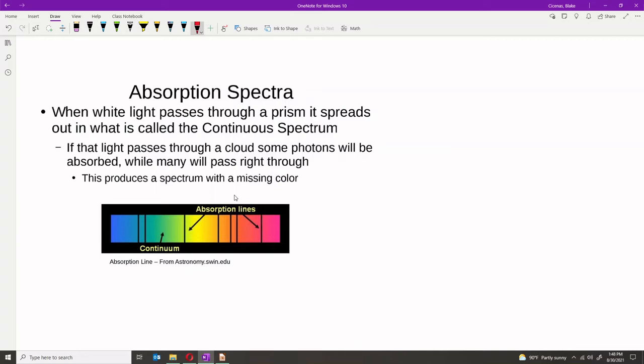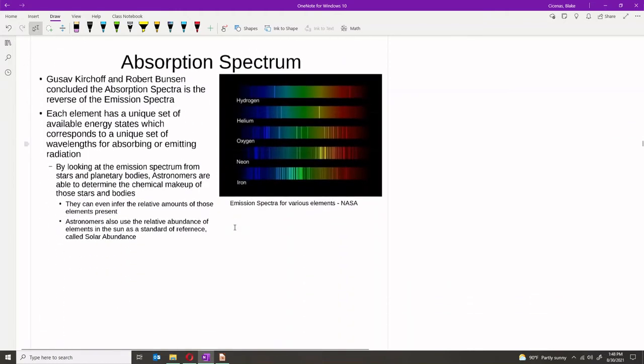And these lines can very well be pinpointed to specific elements. And so this is kind of how they can tell what is located in, let's say, planet Z, based off of its absorption spectrum. Which was kind of interesting and helped us figure out what was going on. More on absorption, because it's pretty important.